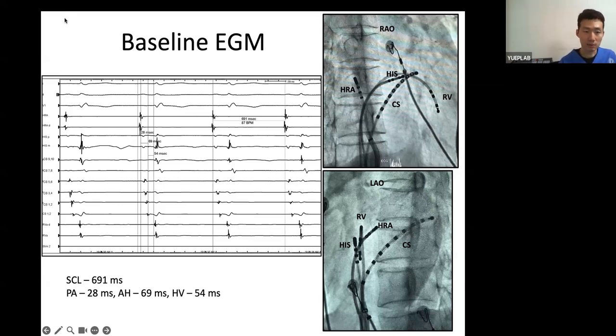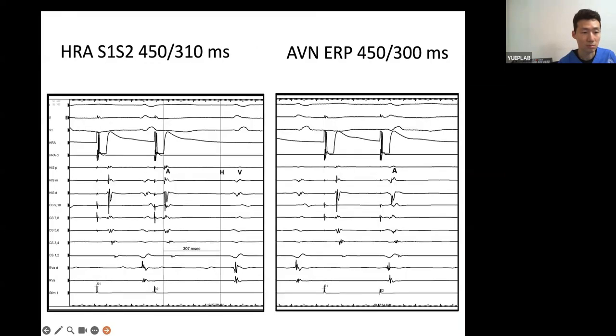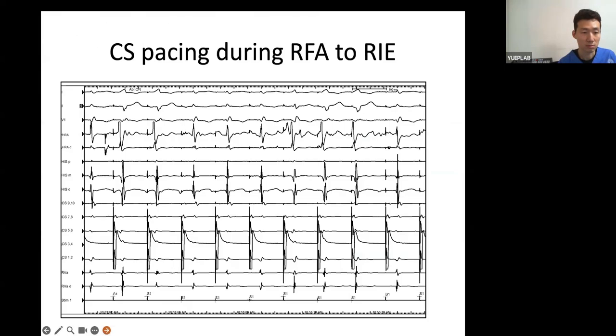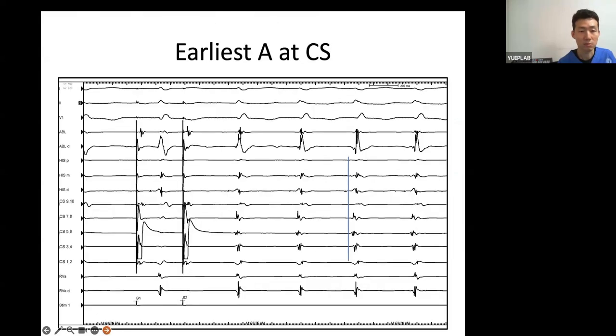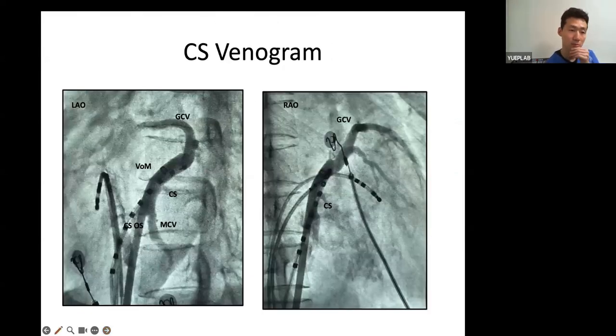Okay. And then what you see on your venogram. Go to the venogram. You did shoot the venogram, and it shows us the venogram. Where do you think your his bundle is? In the area view, right above it. Okay, they're very close. So this is the kind of patient in whom you may increase the risk of heart block on your slow pathway. Okay?